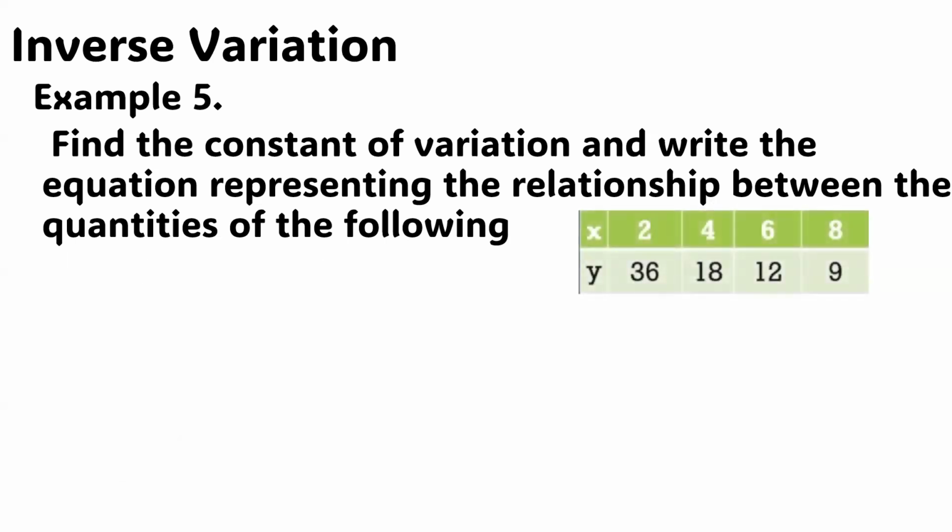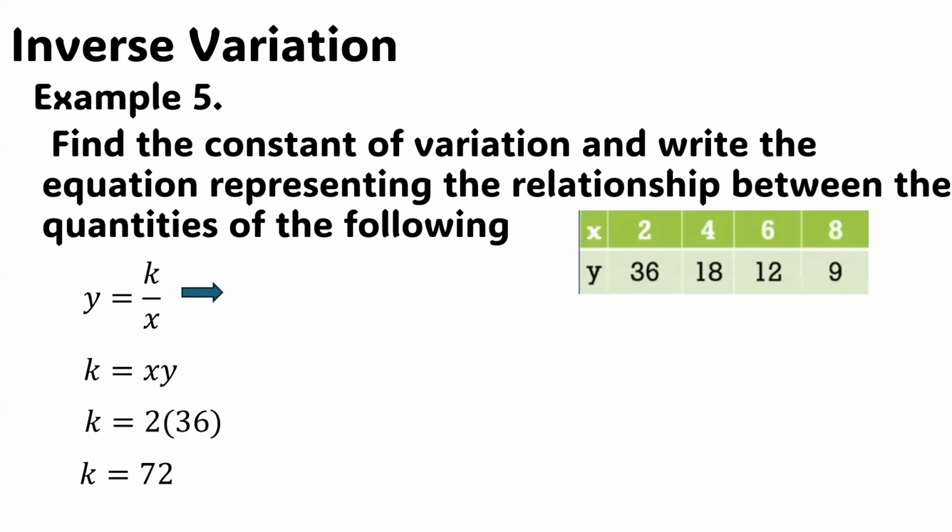Okay, next example. So this one. So Y is K over X ulit, alam na natin. So you have to select na kagad 2 and 36, 4 and 18, 6 and 12, 8 and 9. So K natin is equal to X multiplied by Y. So you have 2 multiplied by 36. Matik na yan. Ang sagot is K is equal to 72. So yung 72 natin, balik ulit tayo doon sa ating general equation. Substitute the value of K or our constant of variation. Therefore, this is Y is equal to 72 over X. Okay?